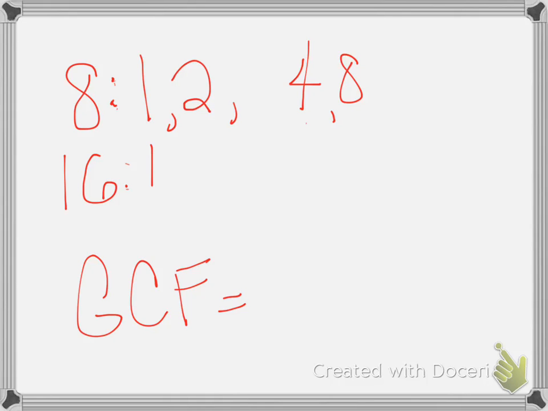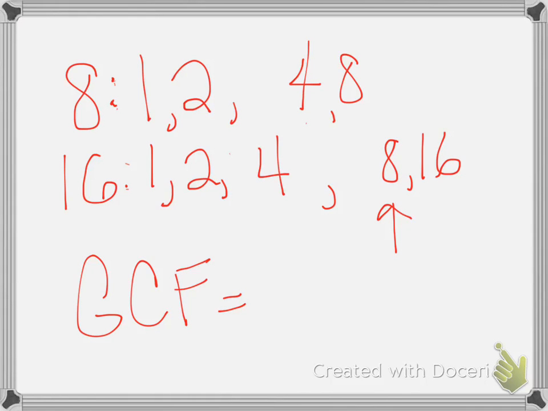16: 1 and 16, 2 and 8, 3 does not go in there, 4 goes in there because it's 4 and 4, but I only need to write the 4 once. Let me erase that little mark I made. 5 doesn't go in there, 6 doesn't go in there, 7 doesn't go in there, and once I hit this 8 here, I can stop asking because I know that none of the other numbers in between will go in there. Now let's look at my common factors.